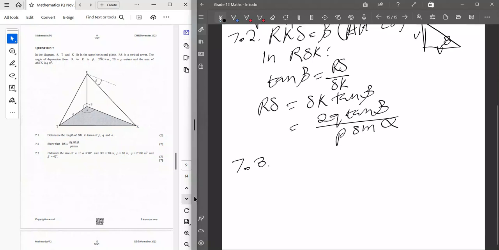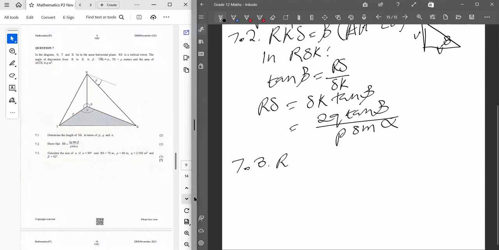7.3, calculate the size of alpha if alpha is less than 90 degrees, meaning it's acute, and RS is 70, P is 80, Q is 2,500 square meters, and beta is 42 degrees. That's fine.